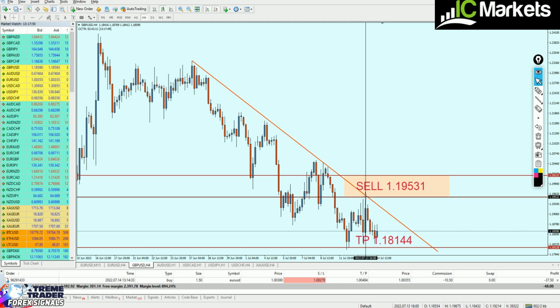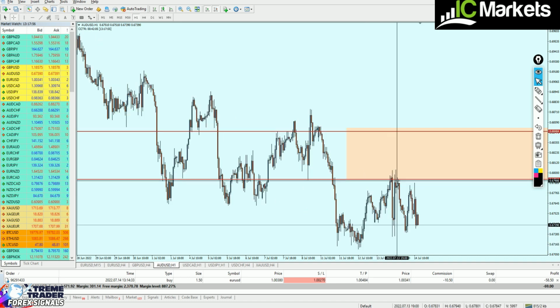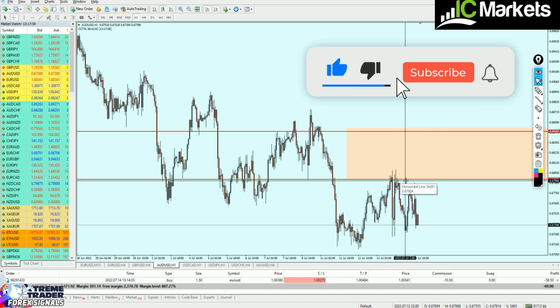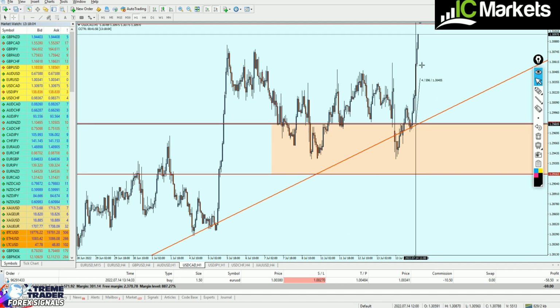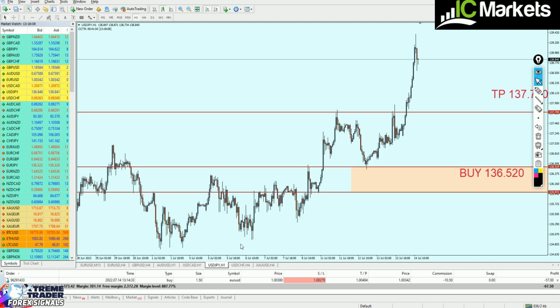Pound USD has reversed exactly from the sell level, currently running in 95 pips of profit. AUD USD has also reversed from the same level I have mentioned and is currently running in 54 pips of profit. USD CAD is flying like there is no tomorrow and is currently running in 116 pips of profit.